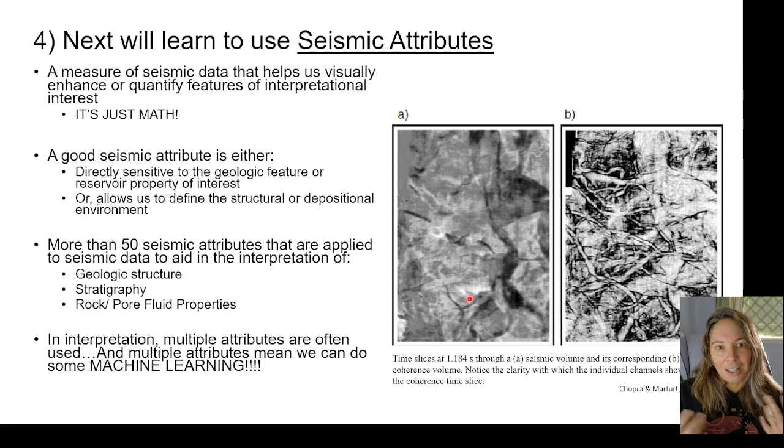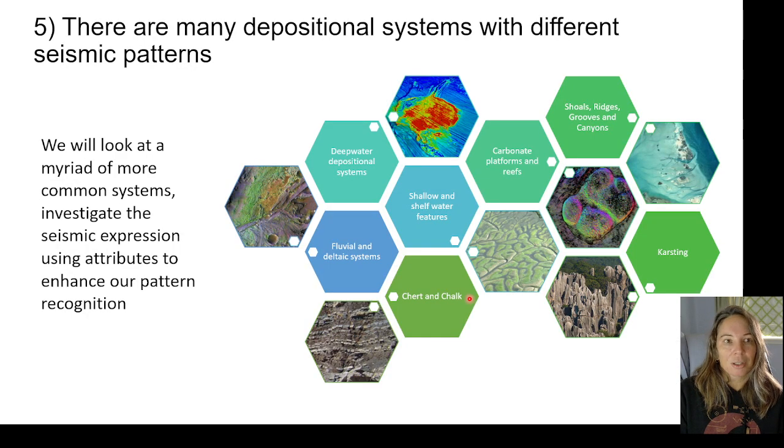But if I spent a few minutes to run a coherence volume in my software package, I would quickly notice that we've got this very complicated channel system. And they show up really quickly. I can then have a lot more confidence in my interpretation. So that's another way to use attributes, to increase the confidence in your seismic interpretation.